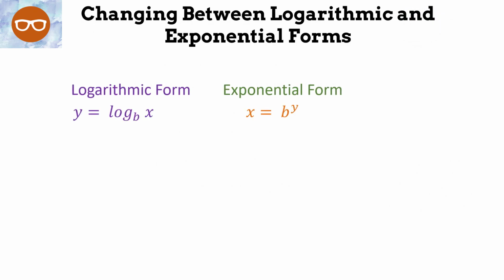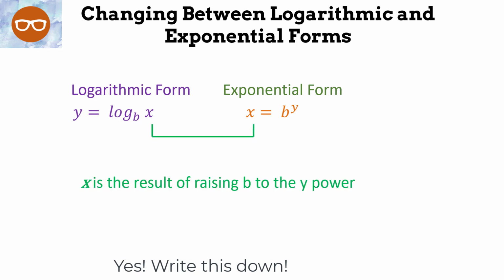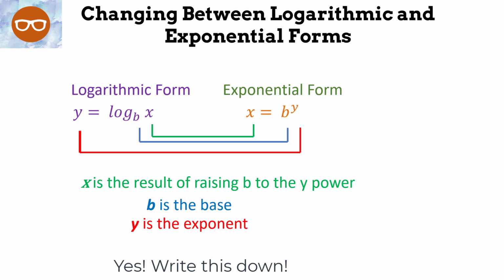Changing between log and exponential forms. On the left, we have a logarithmic form, y equals log base b of x. Next to it, we have the exponential form, x equals b to the y. Let me show you how they're related. X is the result of raising b to the y power. B is the base, and y is the exponent. And that's it. That's all you have to do to change from log to exponents and exponents to logs.